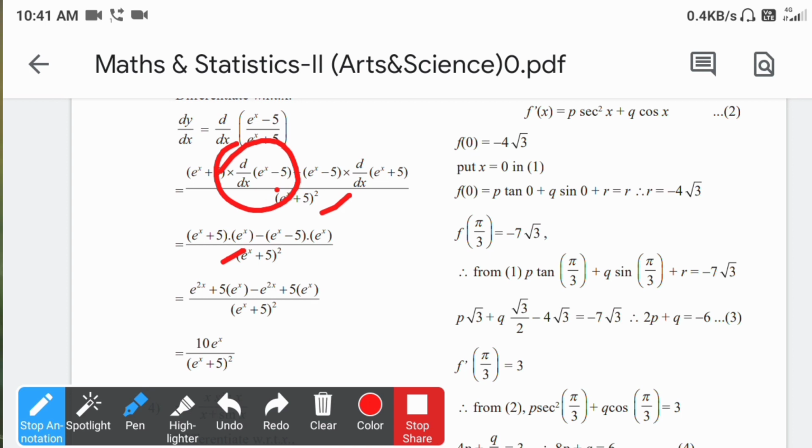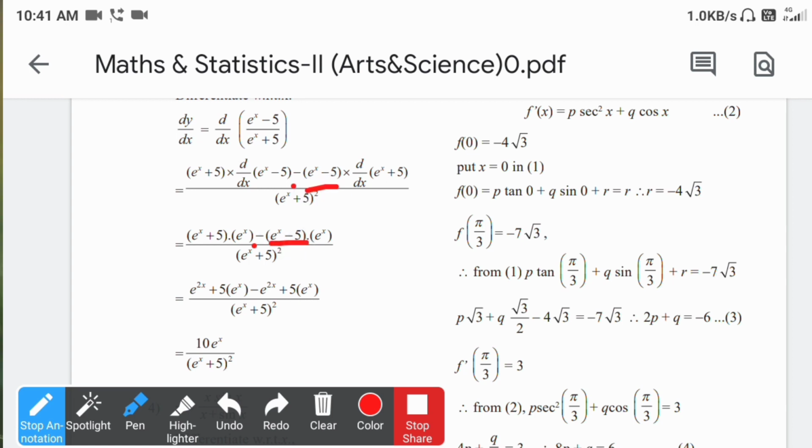The derivative of minus 5, that is a constant number, so the derivative of minus 5 is 0. So for 0 we need not write that 0 here. So finally we get only this term. Okay, e raised to x plus 5 as it is, into e raised to x. Now next, the minus sign as it is, then e raised to x minus 5, that is as it is.